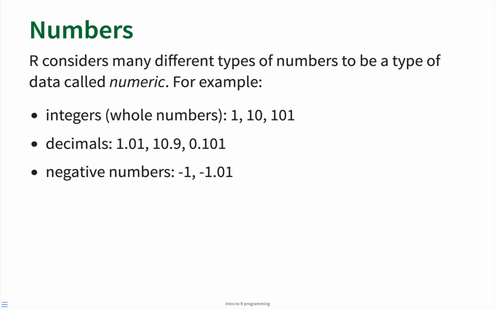So to go into a bit more detail about numeric data, there are different types of numbers that we can refer to in R. For example, we can have whole numbers, so integer numbers like 1 and 10, or we can have decimal numbers, 1.01, 10.9. And we can have negative versions of those numbers. And we can generally view these as being interchangeable as far as R is concerned.